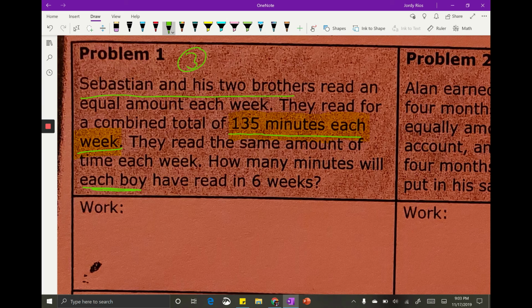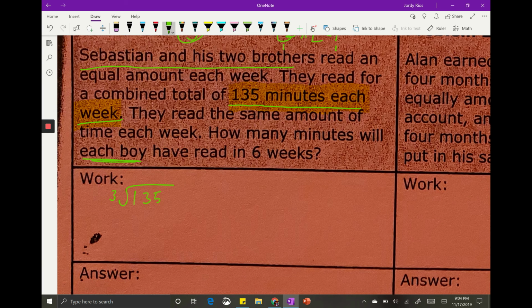We know that they all read a total of 135, okay? But at the end, we want to know how many minutes each boy reads. So again, if I have GET, I'm trying to find the E at the end, for each boy. So if I have the G and the T, and I'm missing the E, then that means I would divide. My total is 135 divided by how many groups do I have? 3. Okay, all right, so let's work this one out.